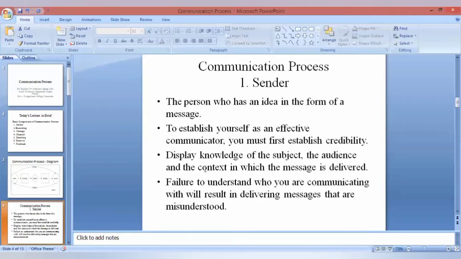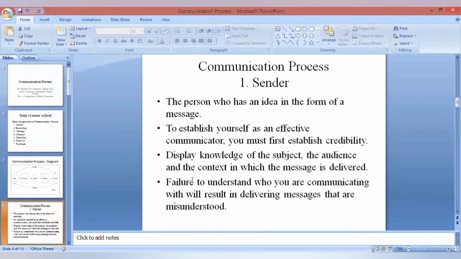Context is the setting, the situation in which you are going to compose a message and deliver it to the recipient. So these are three important things that are very necessary for a sender to consider well in advance before composing a message.